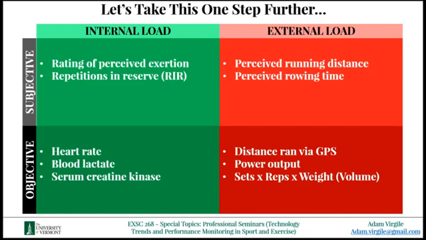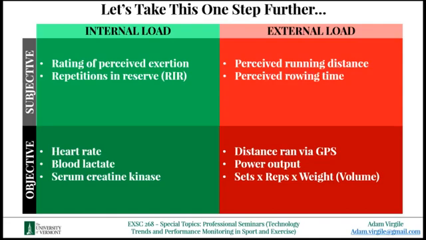When we move to the bottom left, we get into objective metrics for internal load. Those could be heart rate response, blood lactate, serum creatine kinase, which is a marker of muscle damage. And on the external load side of things, an objective measure could be the distance ran via GPS unit, or the amount of time you spend running at high speeds. It could be a power output metric.